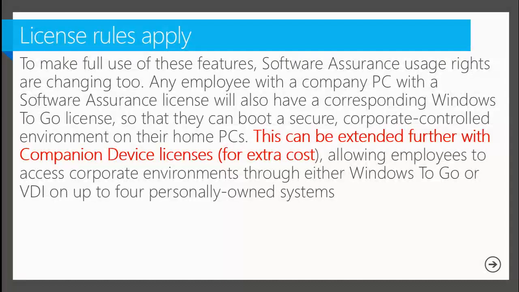Now, if you need to have more devices, you can buy something called a companion device license for an extra cost, and then you can have up to 5 USB devices per software assurance license, but it's going to cost you extra. So what I'm trying to tell you is that you really need to read through all this documentation about licensing. It's not obvious. It doesn't work in any situation. It really needs to follow the licensing rules. Otherwise, you're going to be in trouble.